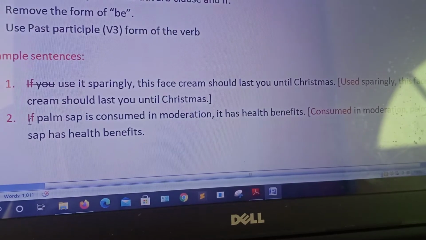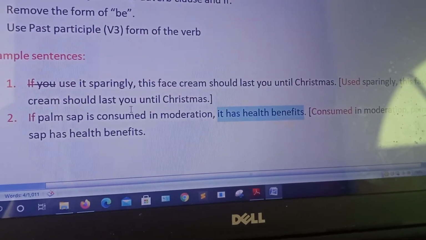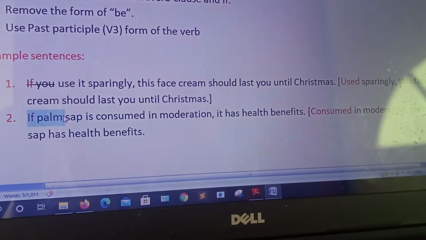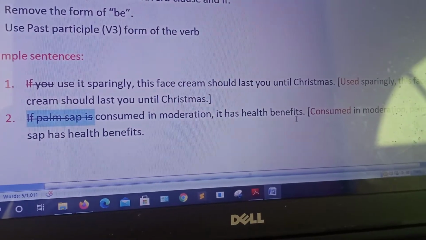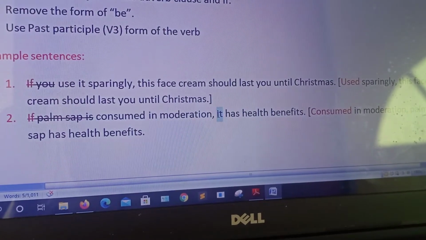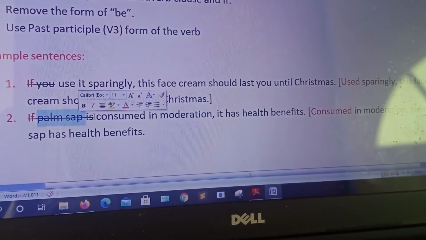And see the second example. If palm sap is consumed in moderation, it has health benefits. Just remove if and the subject. The subject is palm sap, and the verb to be is here too. So remove these three. We are left with consumed in moderation. Consumed in moderation, palm sap has health benefits. At the place of it, we are going to use palm sap. Whenever we have a common noun or proper noun here, we need to keep this noun at the place of the pronoun.